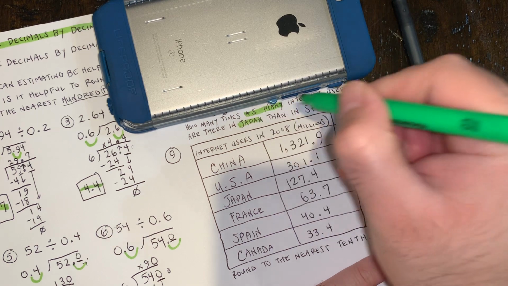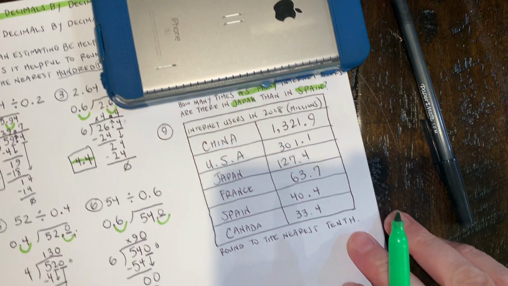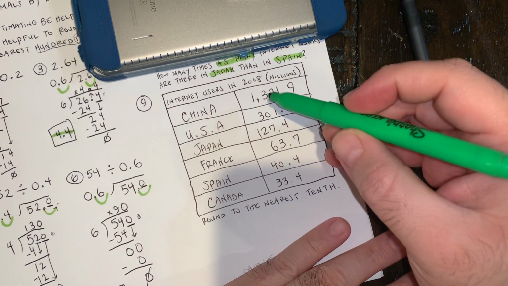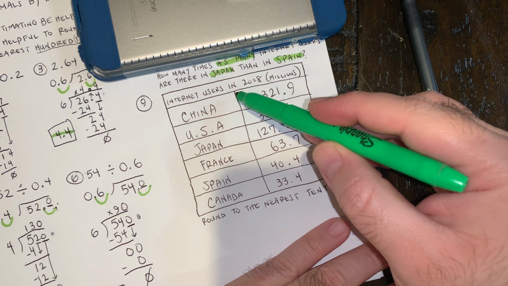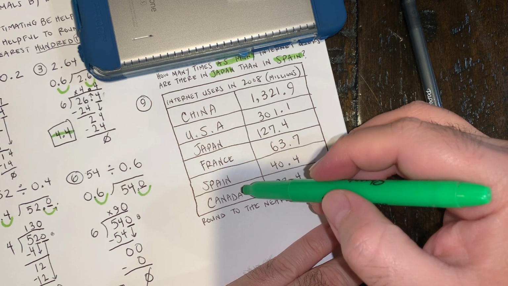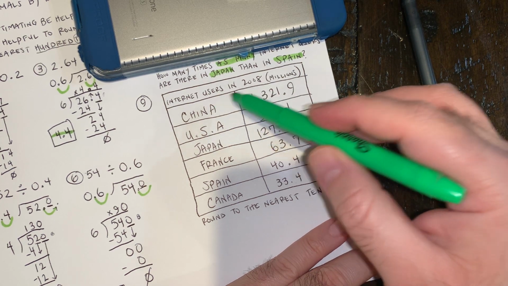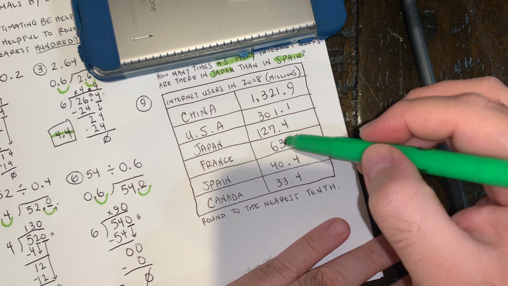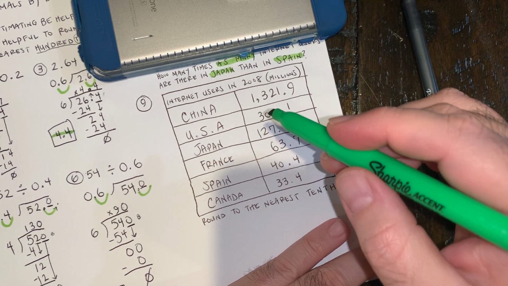So we're comparing Japan and we're comparing Spain. Now we also have to read and interpret a table. So this is internet users in 2008 by the millions. We have China, United States of America, Japan, France, Spain, and Canada. And we have all the millions of users that they had. How many millions of internet users?